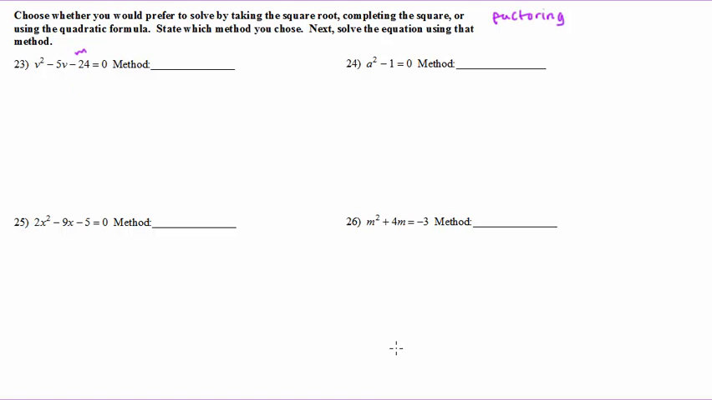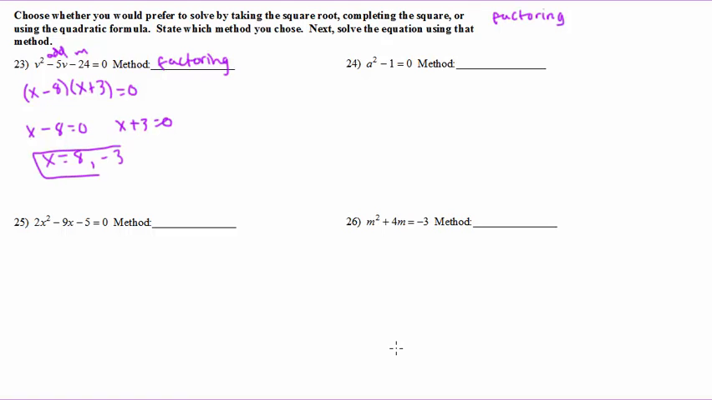So look at this and say, can I multiply two numbers together to get negative 24 that add to get negative 5? I can, because I can use negative 8 and positive 3. So the method I just used was factoring. So x minus 8 equals 0, x plus 3 equals 0, and I get x equals 8 and negative 3, because I add 8 on this one and subtract 3 on this one. So x equals 8 and negative 3.